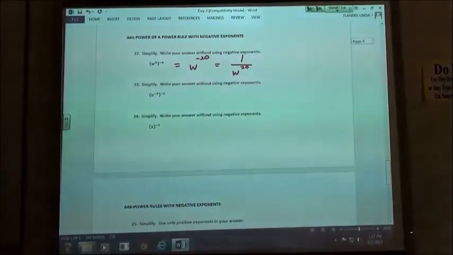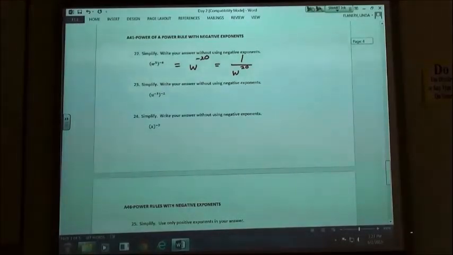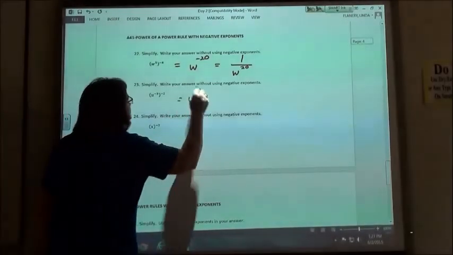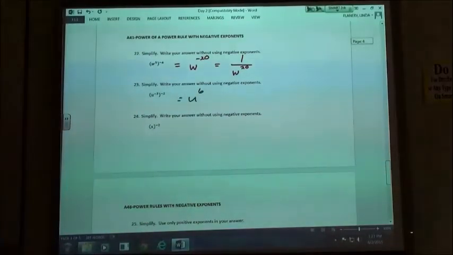Here, however, if I just multiply them, I get a positive answer, so that's probably the easiest thing to do. u to the negative 3rd raised to the negative 2 power gives me u to the 6th power. Negative 3 times negative 2, positive 6.